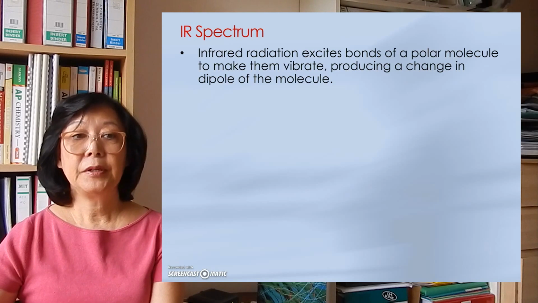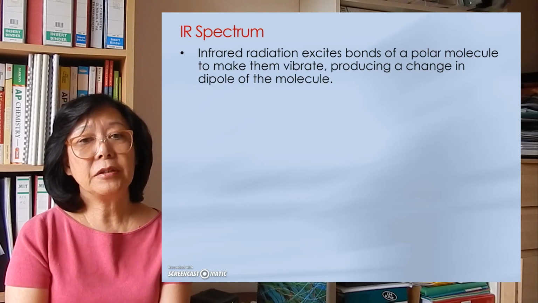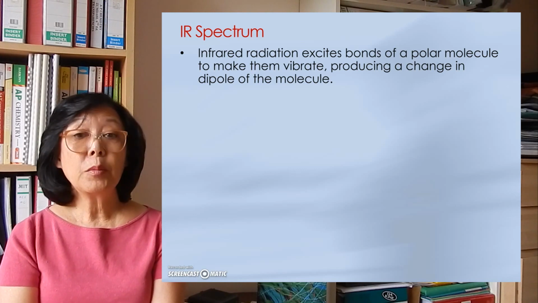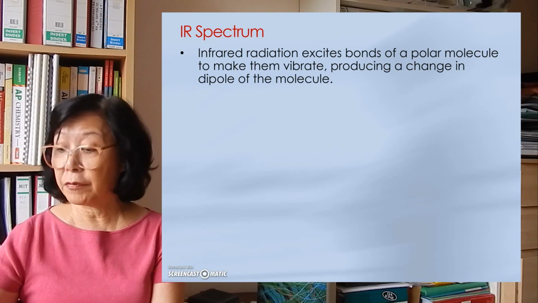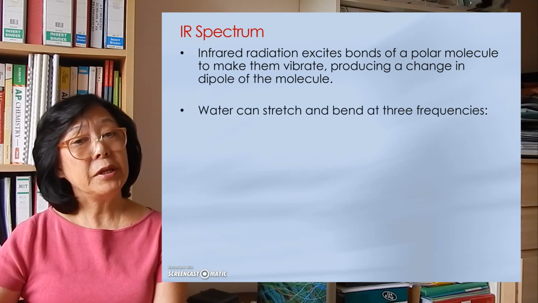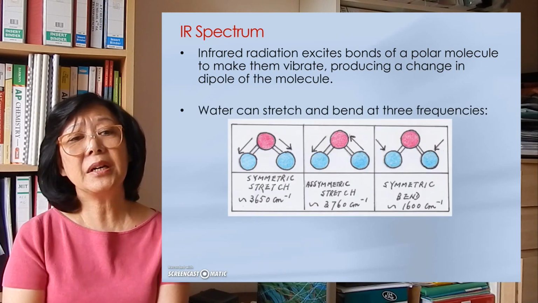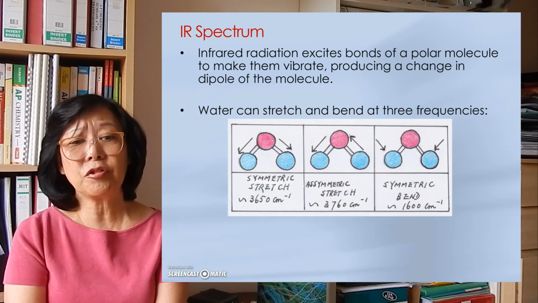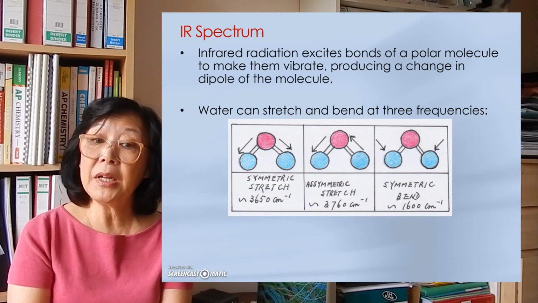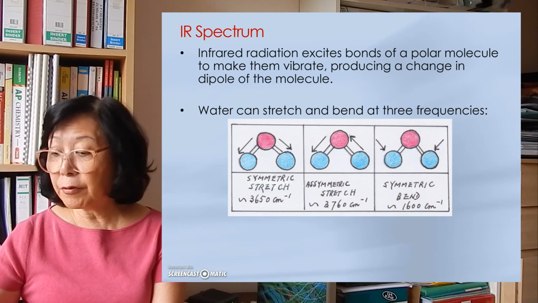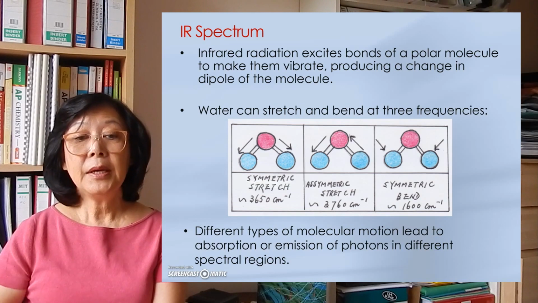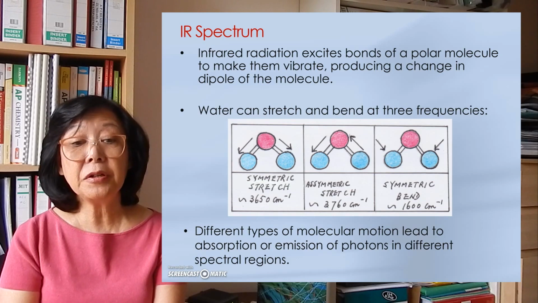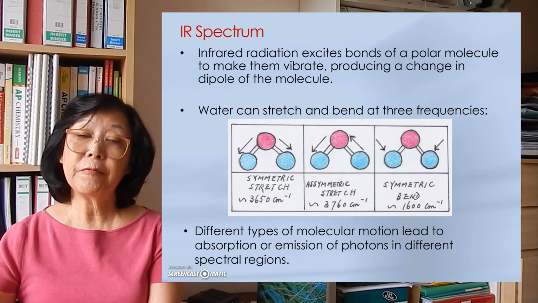Infrared spectrum. Infrared radiation can excite the bonds of a polar molecule to make them vibrate, producing a change in the dipole of the molecule. If we imagine water being excited, the bonds can stretch either symmetrically or asymmetrically, or bend, by infrared radiation. The different kinds of molecular motion can then lead to absorption or emission of photons in different regions.